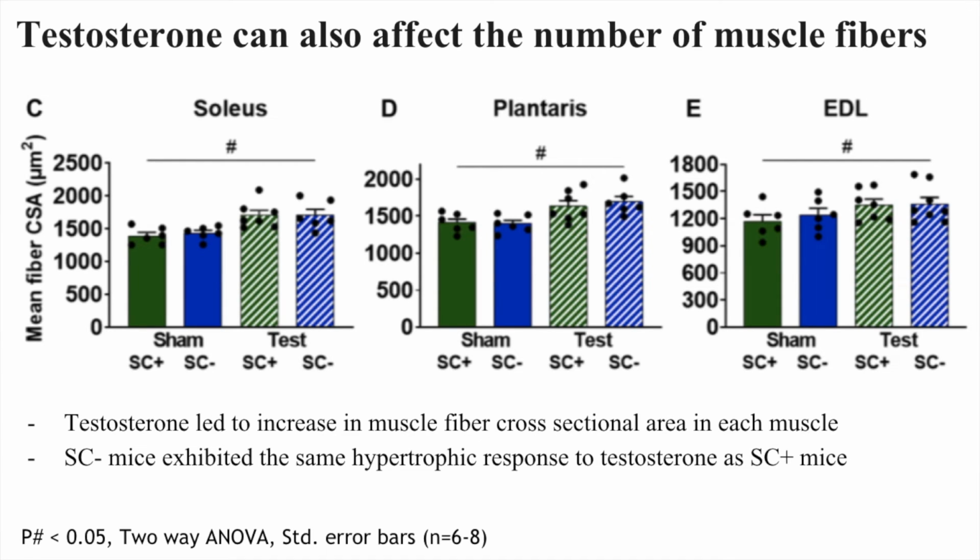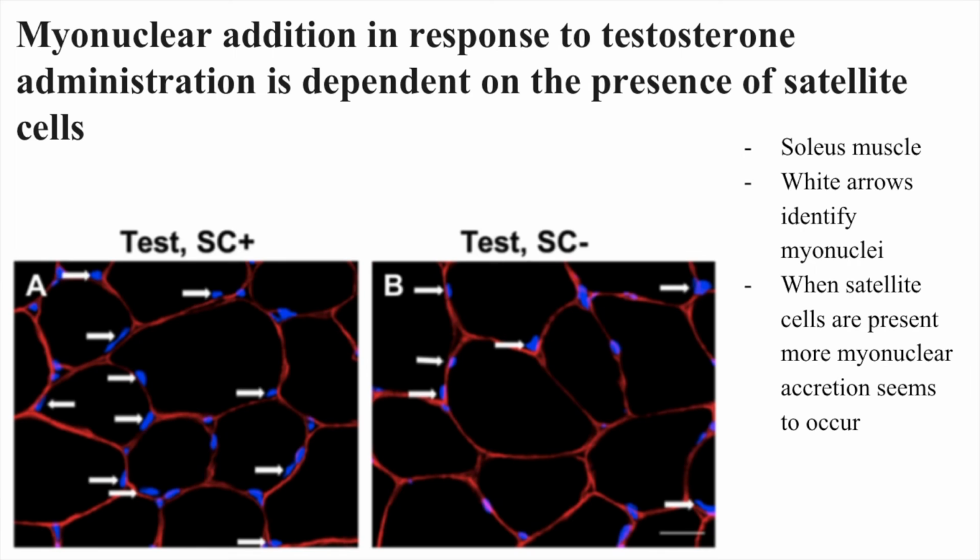besides satellite cells. So the researchers now wanted to observe the phenomenon of myonuclear accretion. Myonuclear accretion represents the repair and regrowth of muscle tissue after undergoing stress. The authors wanted to see myonuclear accretion when testosterone was administered in the presence and in the absence of satellite cells. Here, the authors used immunohistochemistry to stain the myonuclear fibers. From the results, it can be seen that when satellite cells are present along with testosterone, more myonuclear accretion seems to occur due to the increasing number of myonuclei.